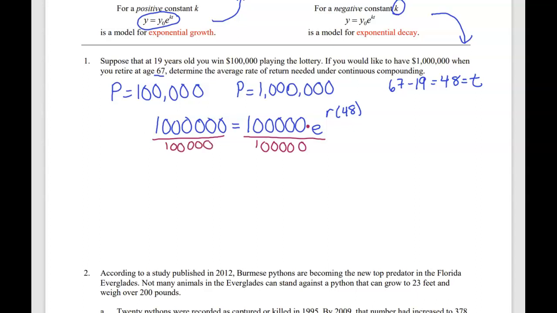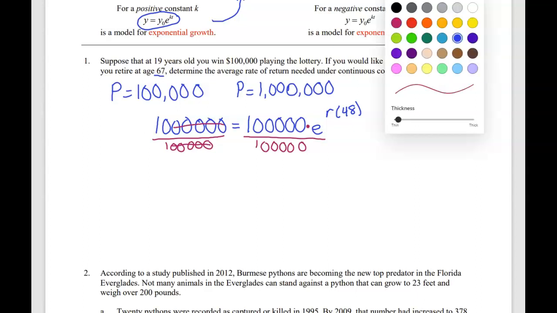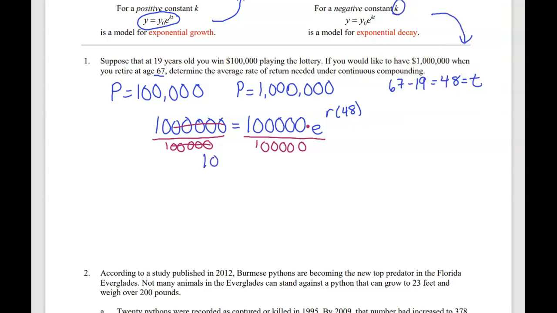Whenever I divide 1 million by $100,000, if you think about it, you have 5 zeros. So I'm going to take 5 zeros out, 5 zeros out, and I'm going to be left with 10, or you can do that on your calculator, either way, is equal to E raised to the 48 times R, because this is multiplied as well.